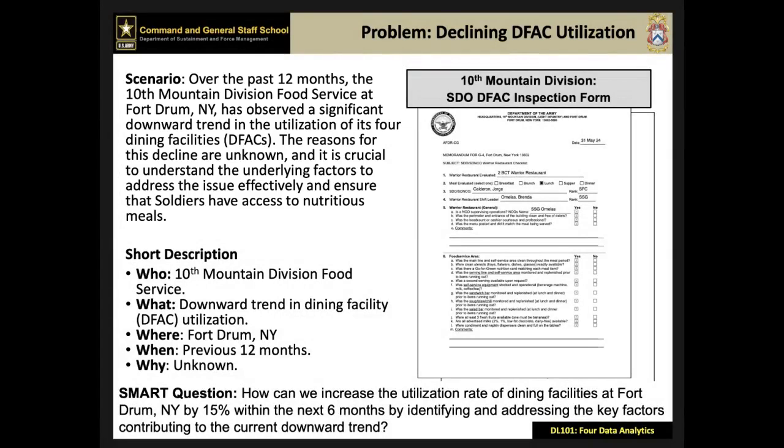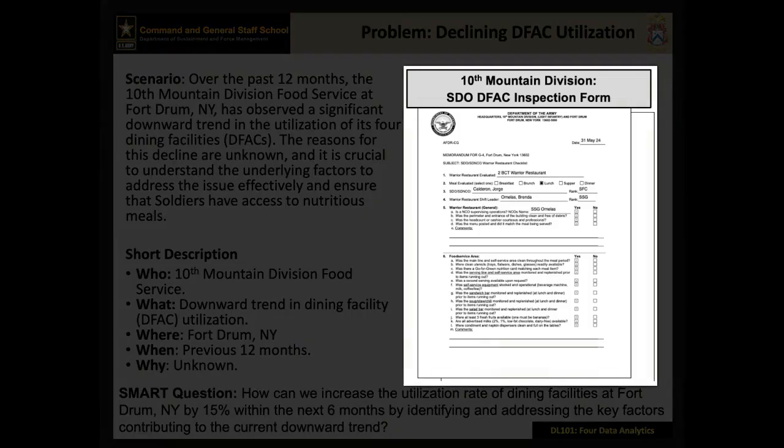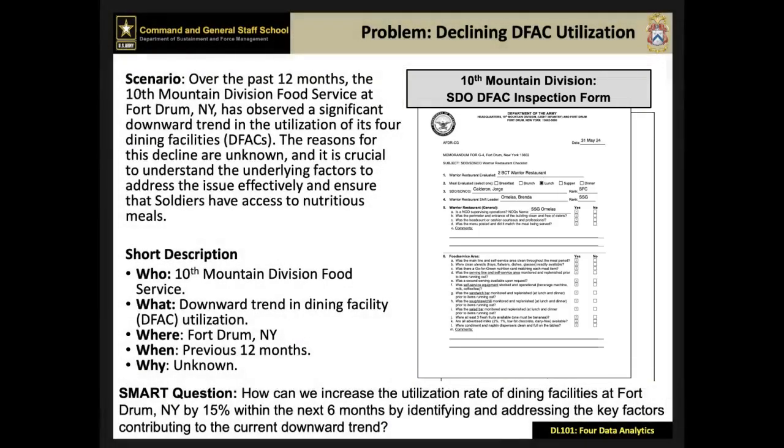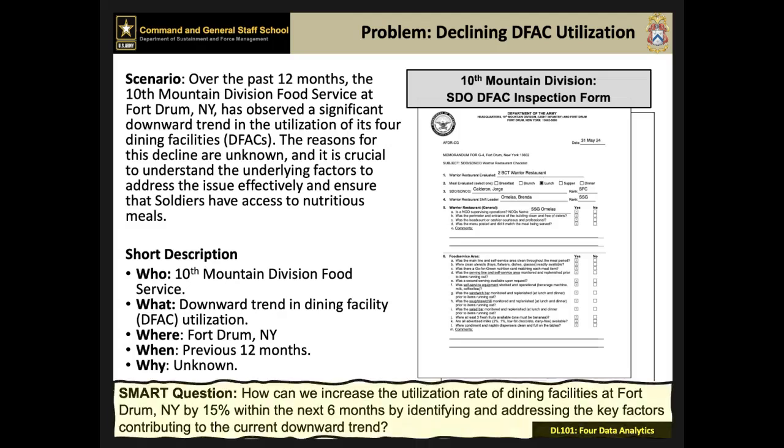The 10th Mountain Division is experiencing a downward trend in DFAC utilization. We anticipate that by analyzing each DFAC's administrative records and the hundreds of staff duty officer inspection reports gathered over many months, this will yield valuable insights using various analytics. For this purpose, we have prepared a SMART question. How might we increase DFAC utilization by 15% over the next 6 months by taking into consideration the factors contributing to the downward trend?